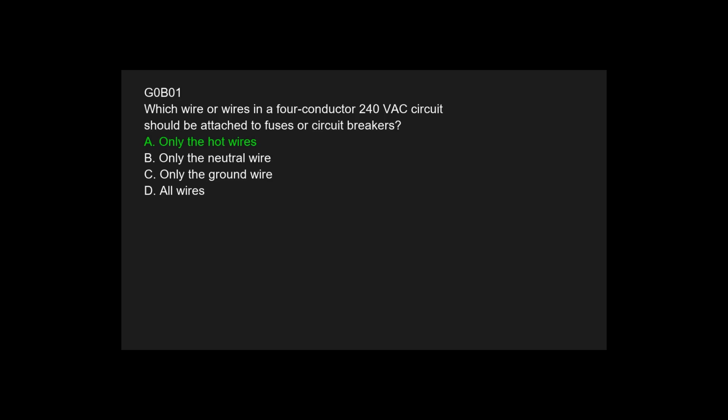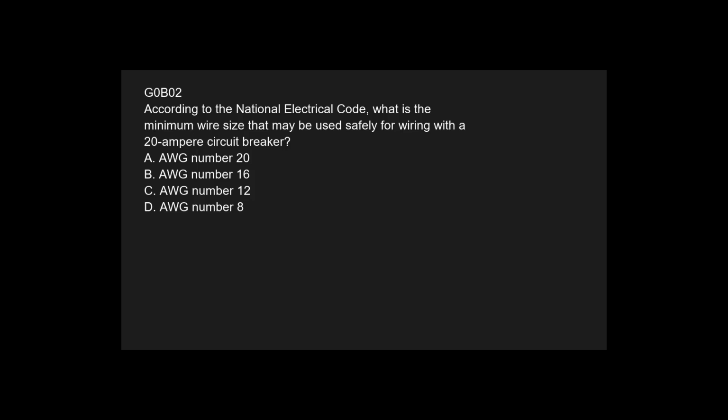Only the hot wires. Question: according to the National Electrical Code, what is the minimum wire size that may be used safely for wiring with a 20-ampere circuit breaker? The correct answer is C.